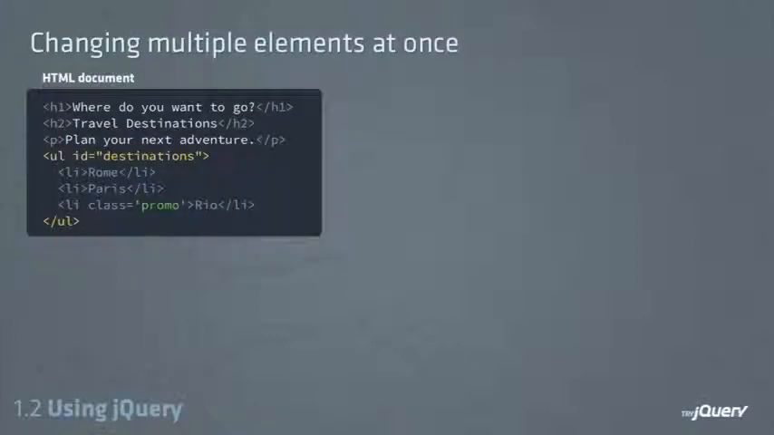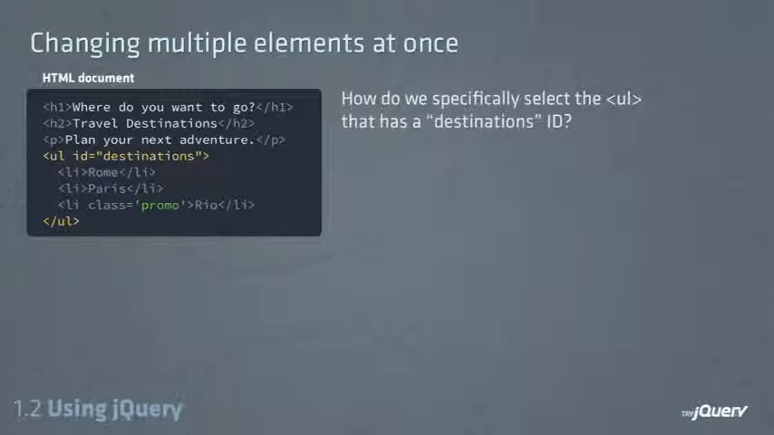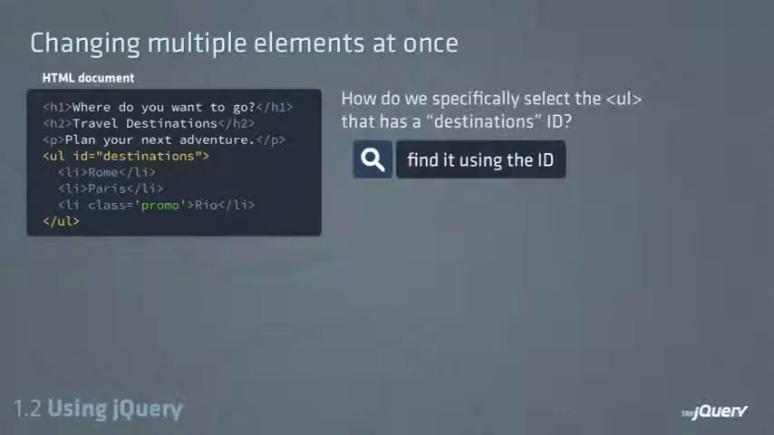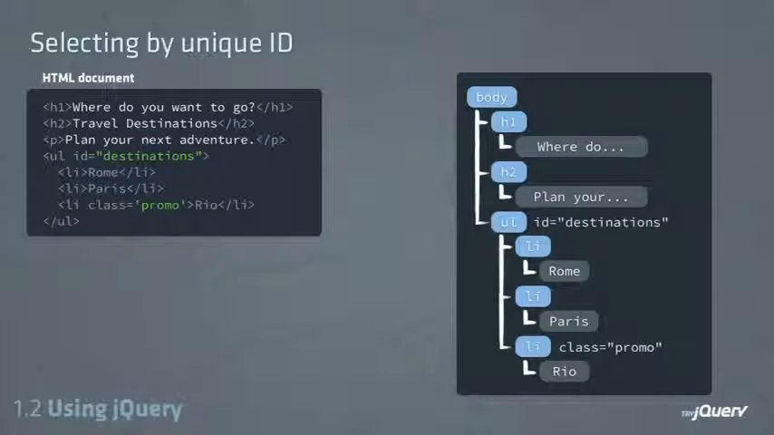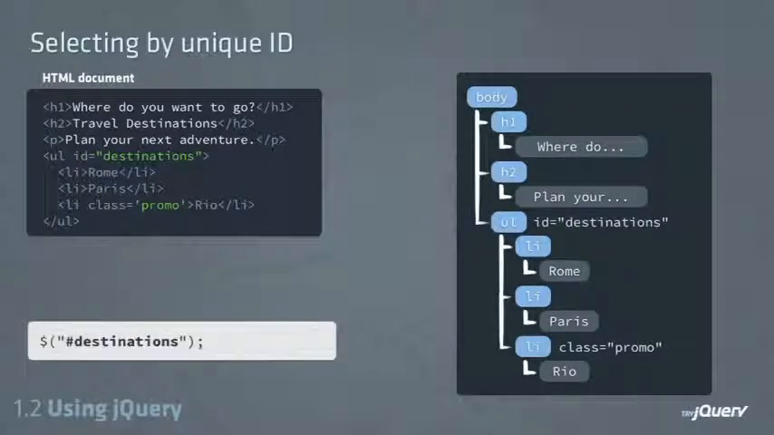So let's jump back into our HTML and figure out how we might select that unordered list with the ID of destinations. Let's find it using the ID. All we have to do in this case is specify #destinations, and that will select the element that has that ID.